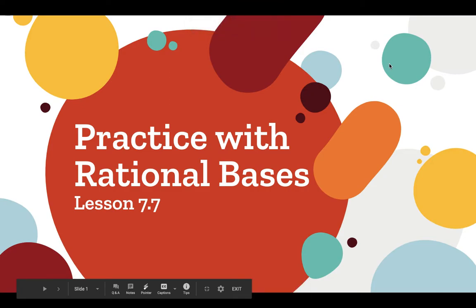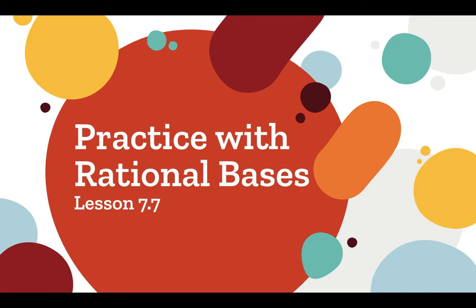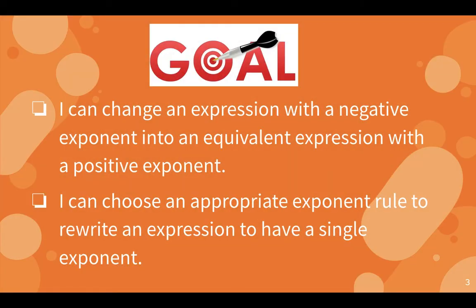Today's lesson is lesson 7 from unit 7. Today's lesson is on practice with rational bases. Our goal for today: I can change an expression with a negative exponent into an equivalent expression with a positive exponent. Our second goal: I can choose an appropriate exponent rule to write an expression to have a single exponent. Here we go.